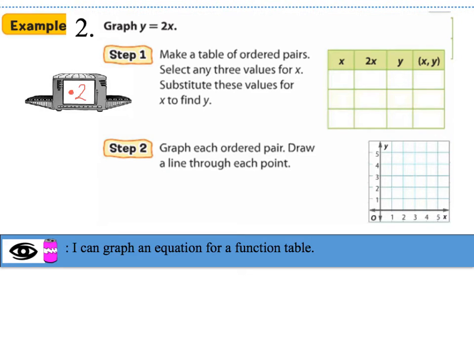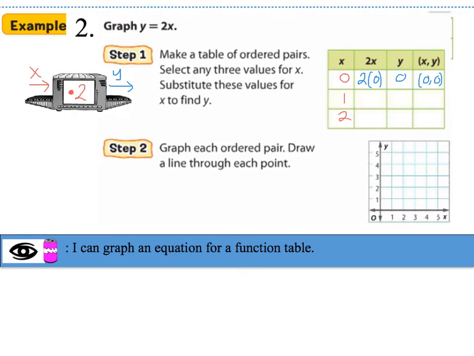Select any 3 values for x. So I'm going to start by saying 0, 1, and 2. Those values I'm going to pick as my input value. So I'm going to go ahead and place 0 inside of the function machine. So I'm going to take the rule of 2 times 0, which is the input, and when I multiply that out, the output number should be 0. So the ordered pairs for this problem would be 0, 0.